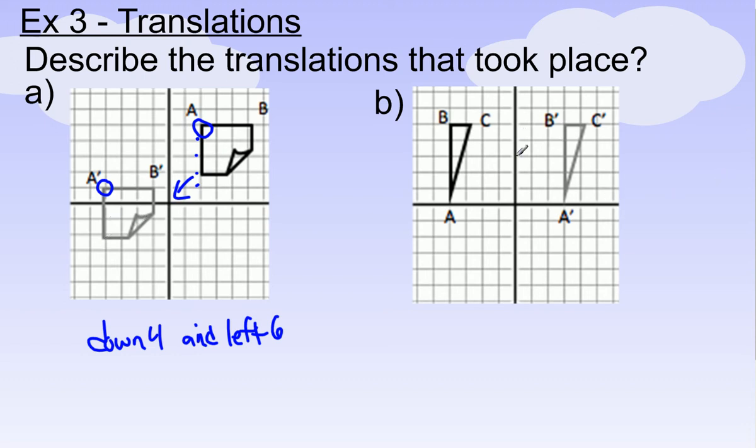Letter B. What translation took place? How did I get from here to there? Well, pick a point. I'll use this one to there. So it looks like I went to the right 1, 2, 3, 4, 5, 6, 7. And I did not have to go up or down at all. So my translation is just to the right 7 places.